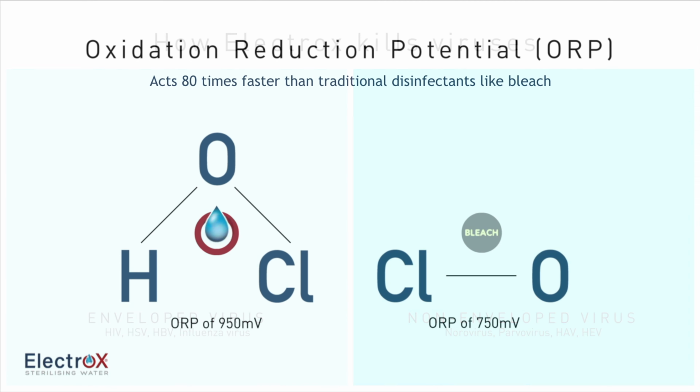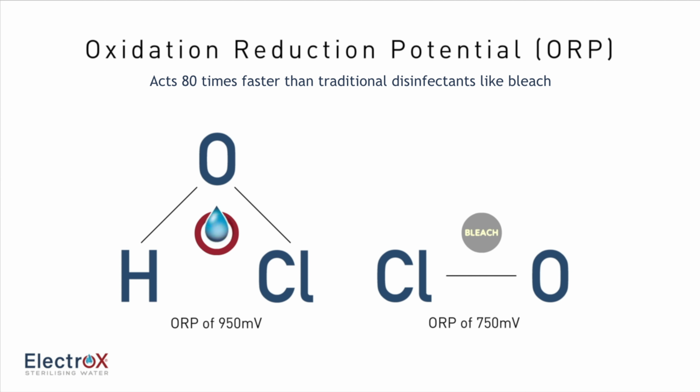The hypochlorous acid in Electrox has an oxidation reduction potential, or ORP, of approximately 950 millivolts, compared to just 750 millivolts for hypochlorite in bleach. In fact, you would need to dilute Electrox by over 95% to reduce its ORP to that of bleach.